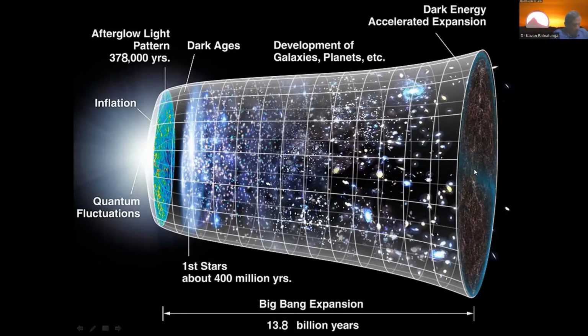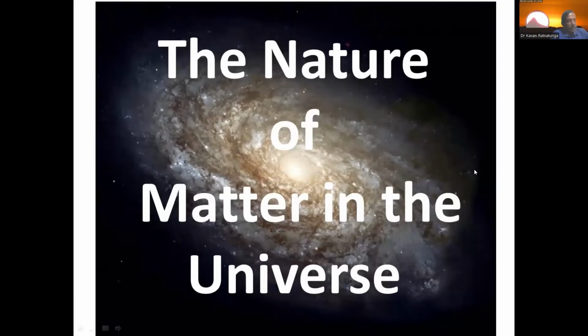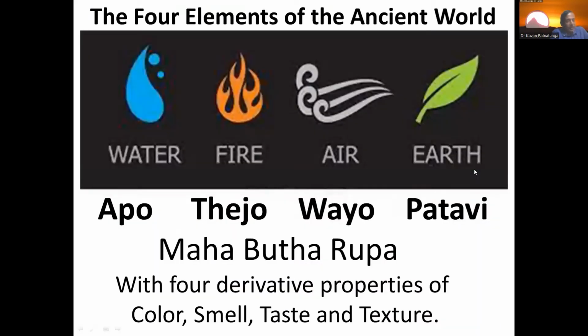Okay. So next I will come to matter, the nature of matter in the universe. That started with the old Buddhist concept of water, fire, air, and earth: apo, tejo, vayo, pathavi. Everything was derived from 4 types of particles called the Mahabhuta in Buddhism. And they were supposed to have 4 derivative properties of color, smell, taste, and texture.